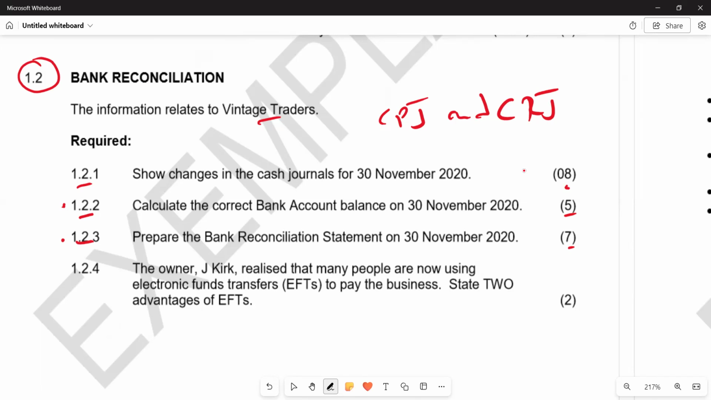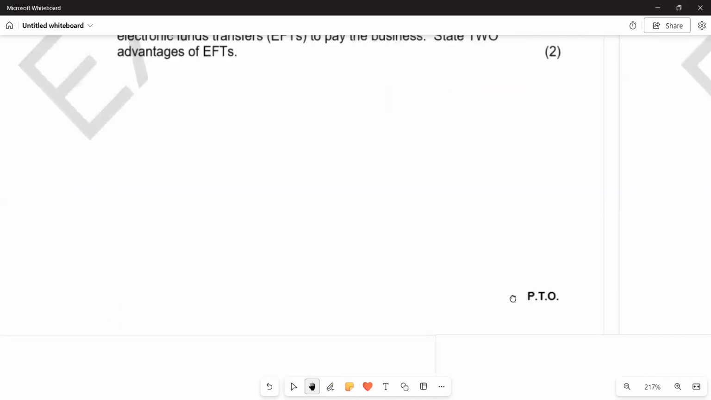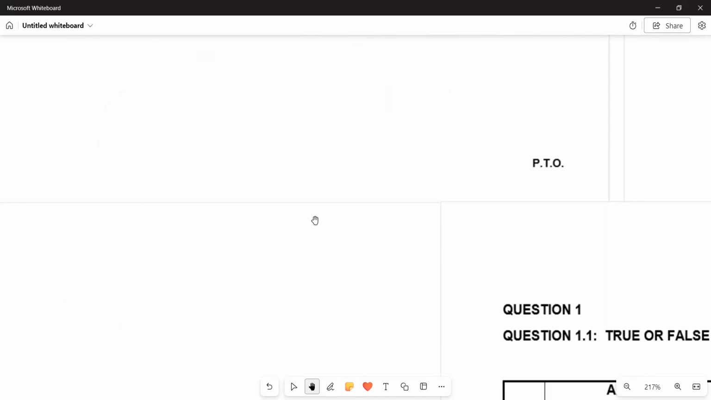So we are going to start with 1.2.1, which says show changes in the cash journals for 30 November 2020. We go to the answer section to see what we have concerning that.